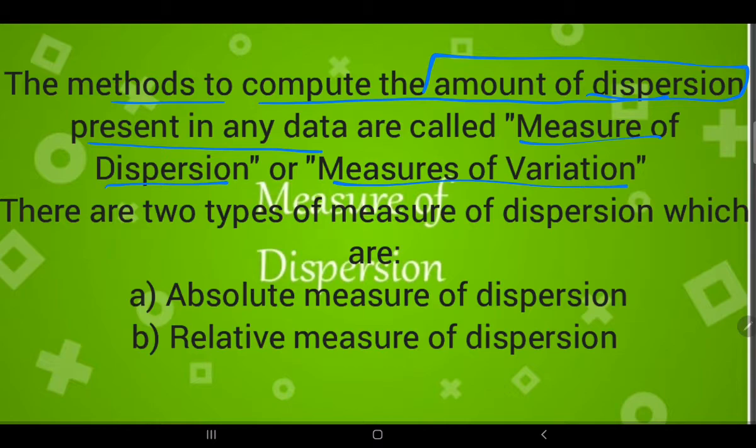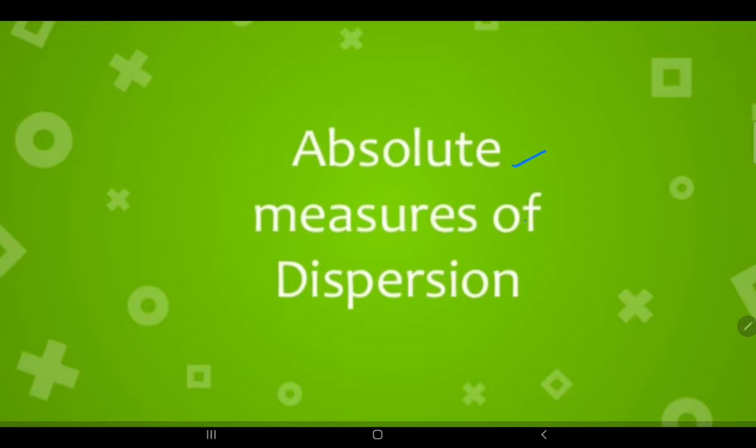The methods of computing the amount of dispersion present in any data are called measures of dispersion or measures of variation. There are two types of measure of dispersion. One is known as absolute measure of dispersion. The second one is known as relative measure of dispersion. The absolute measure of dispersion is the first type.